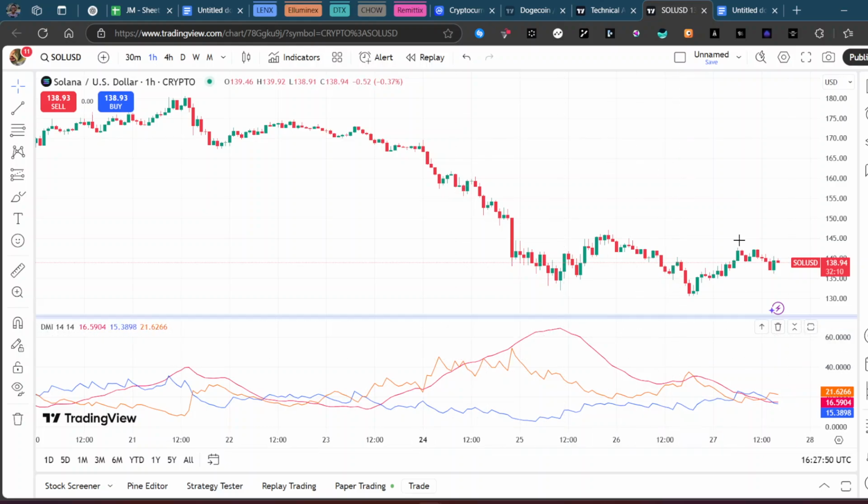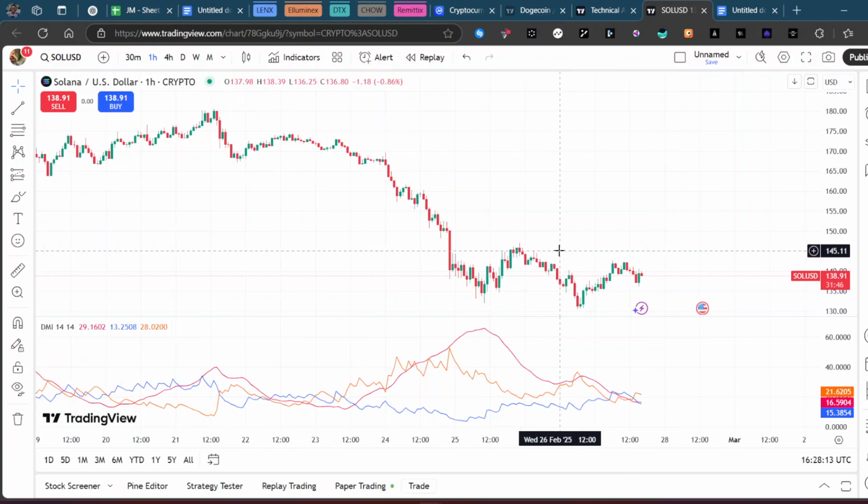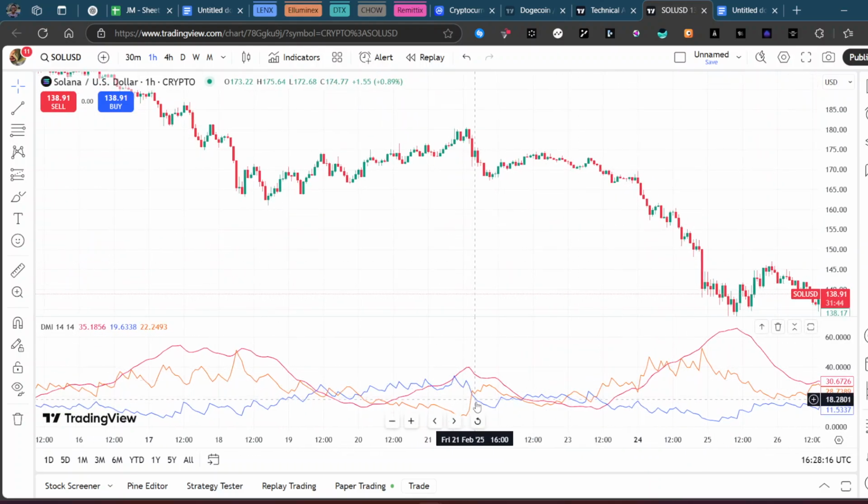Now, remember that the positive DI is the blue line, while the negative DI is the orange line. So when the positive DI crosses above the negative DI, it signals bullish momentum, meaning that buyers are in control. On the other hand, when the positive DI crosses below the negative DI, it signals bearish momentum, meaning that sellers are taking over. But the real magic happens with the ADX line.